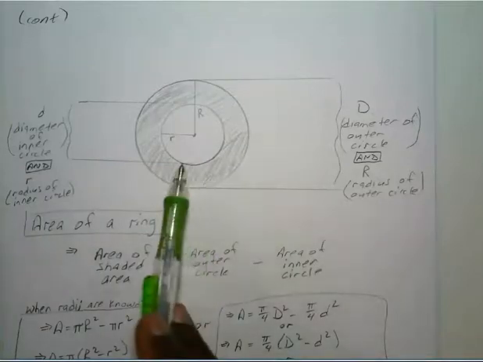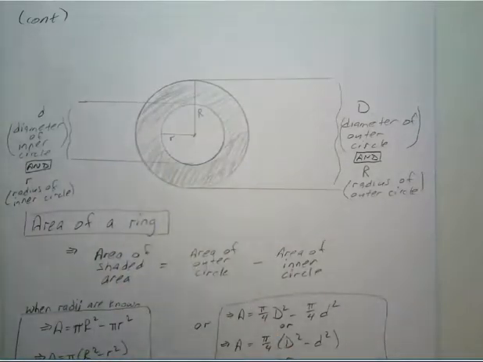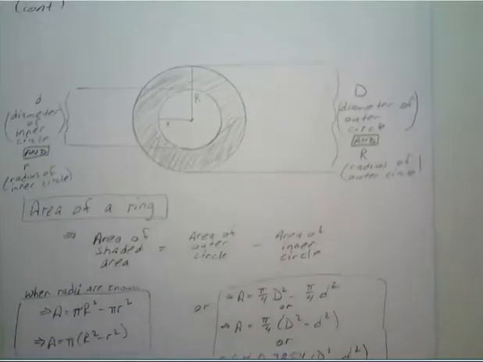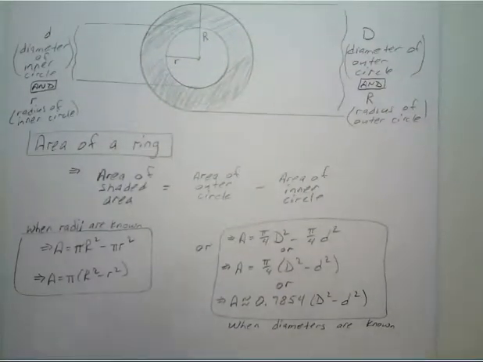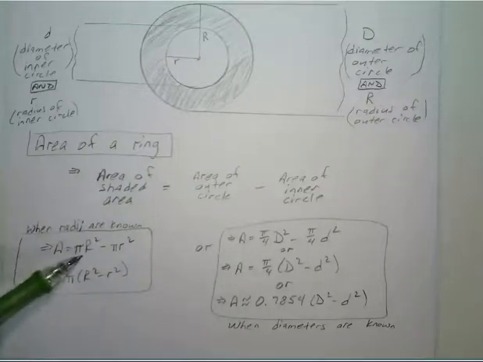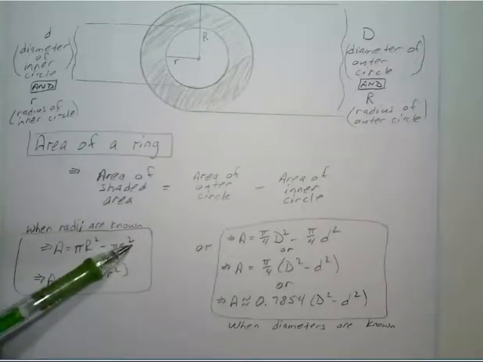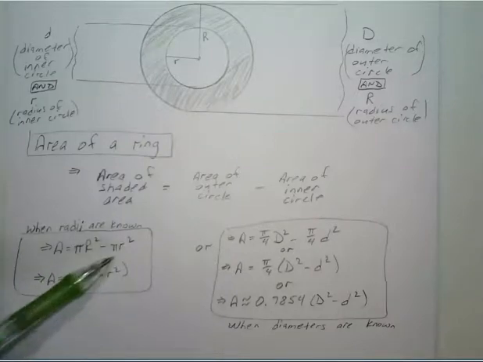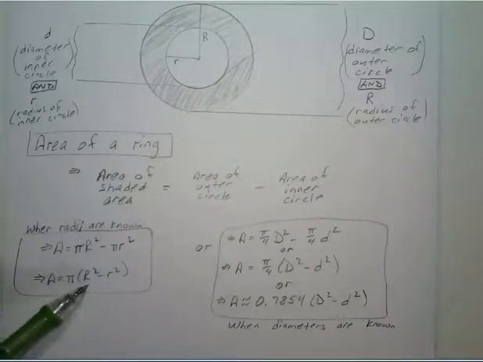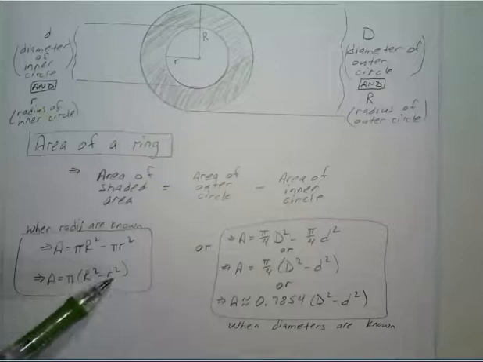Okay, so to find the area of a washer or a ring, or whatever wording you'd like to use, you get the area of the outer circle minus the area of the inner circle. Now for those formulas, when you know the radii, which is just plural for more than one radius, the area is pi times the outer radius squared minus pi times the inner radius squared. Or if you factor a pi out of both of those, you get pi times the outer radius squared minus the inner radius squared.